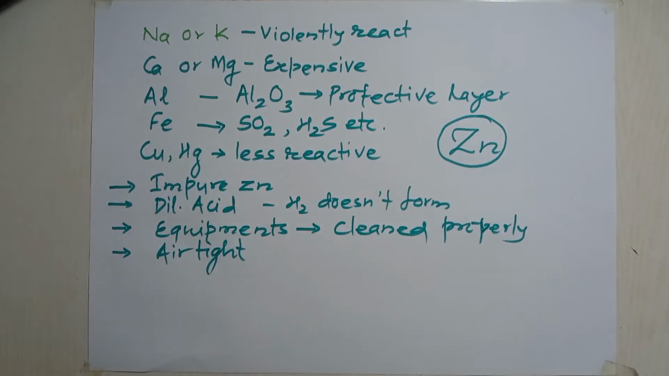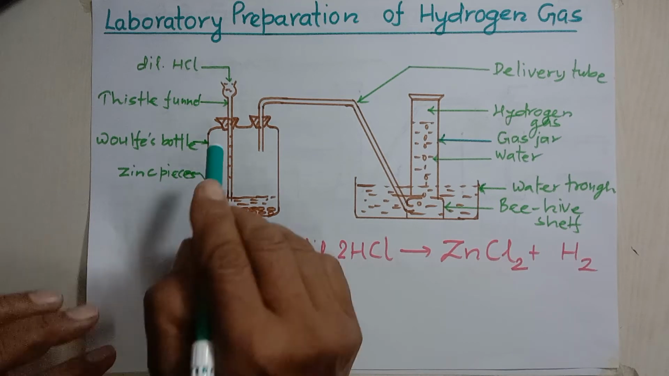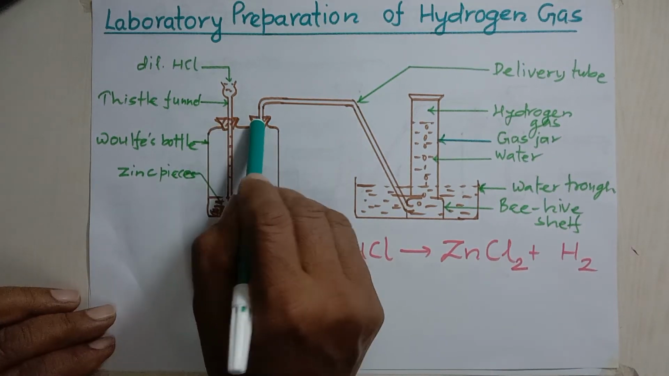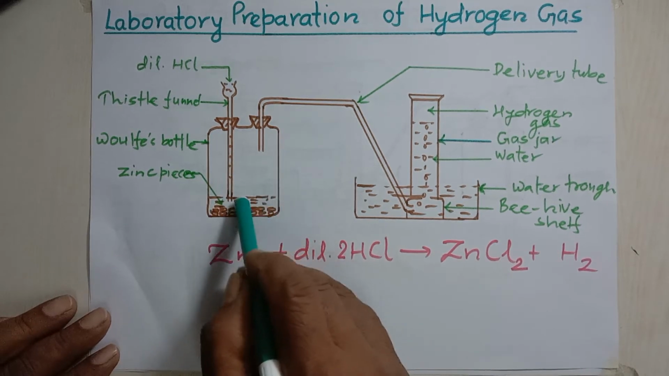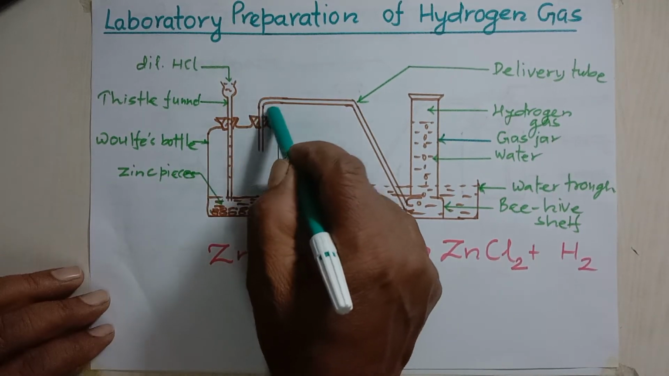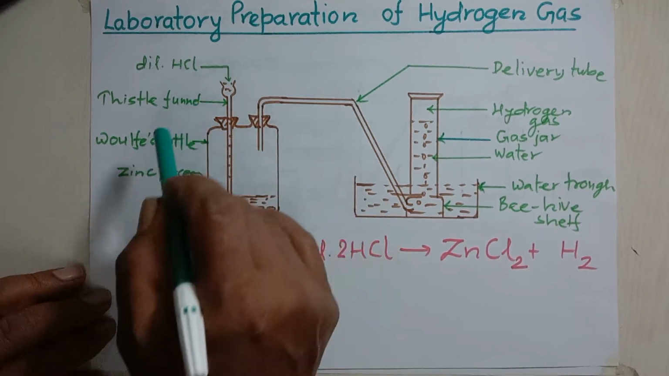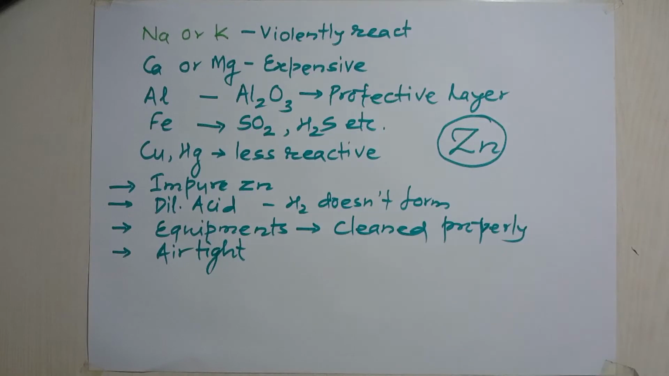Look at this diagram. I want to show the same diagram. Looking at this diagram, if it is not airtight at this place or it is not airtight at this place, then what happens? This hydrogen gas which forms in this thistle funnel will go out through that space which is not airtight. So apparatus should be airtight.